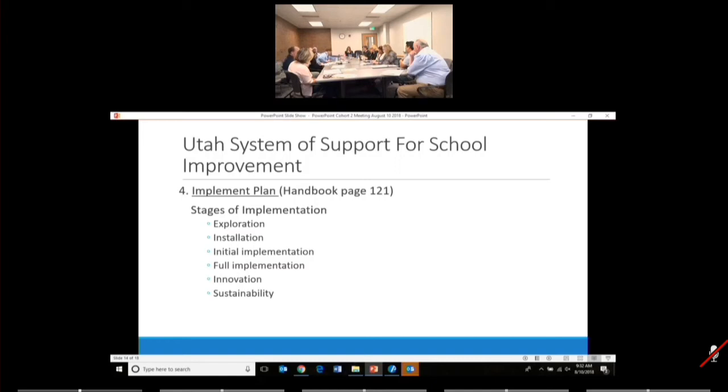As you'll take a look in that next tab, the implementation plan, it really lines out some introduction, some verbiage about what we're talking about and what you might want to consider as you move forward with preparation. There are these stages that are really detailed through implementation. I'm not going to read these to you. You can look through those resources. Exploration, installation, initial implementation, full implementation, innovation, sustainability.